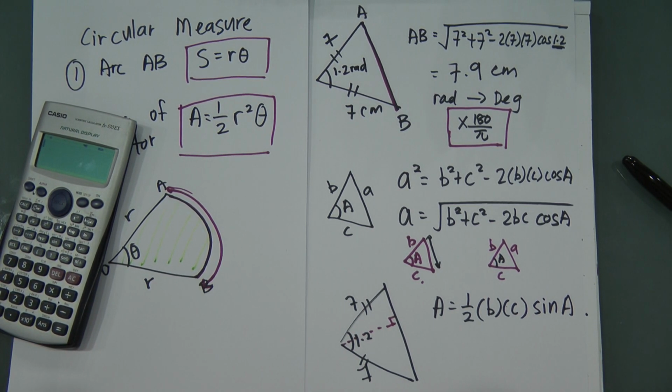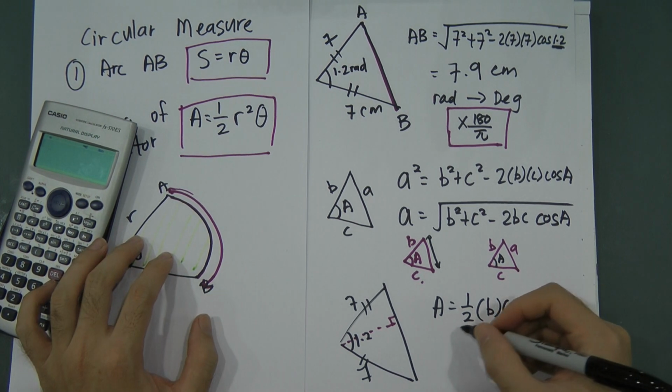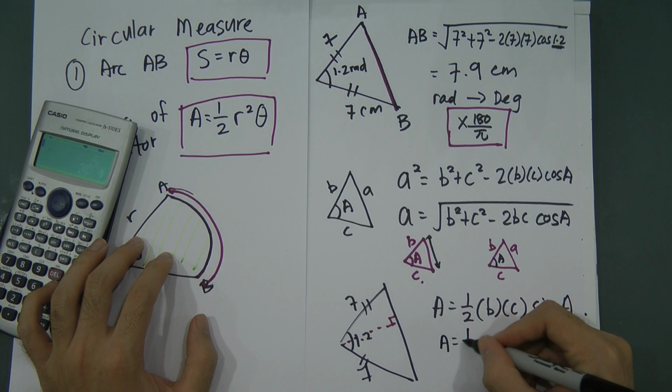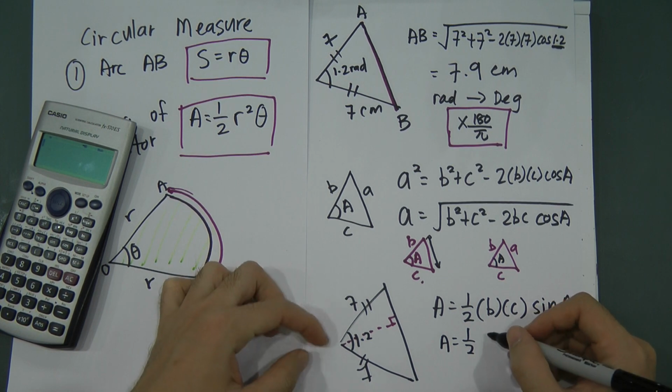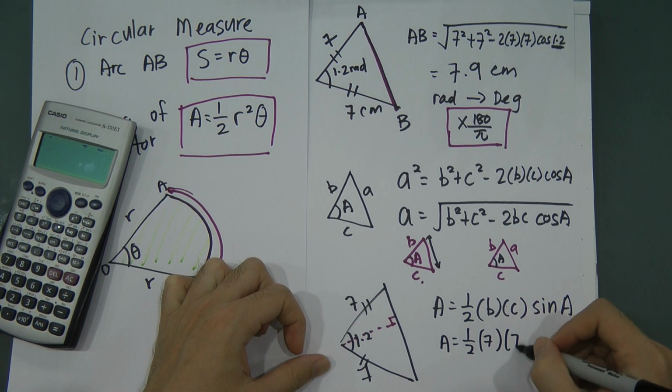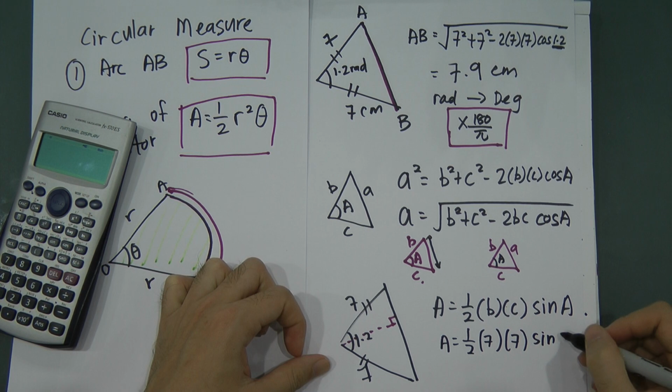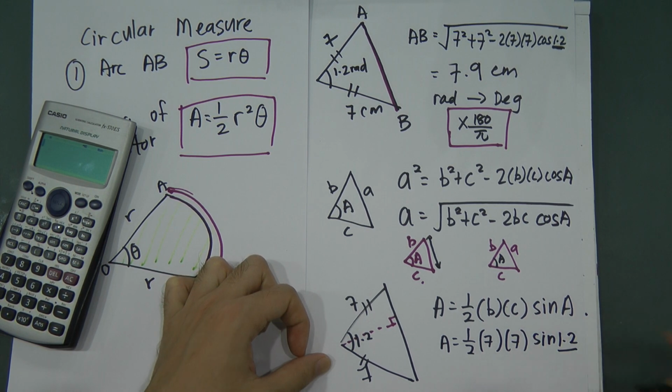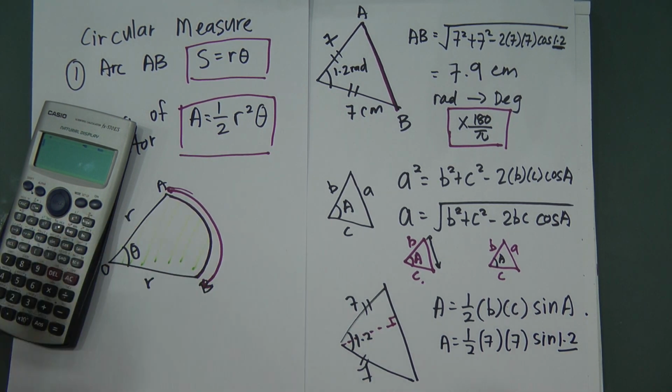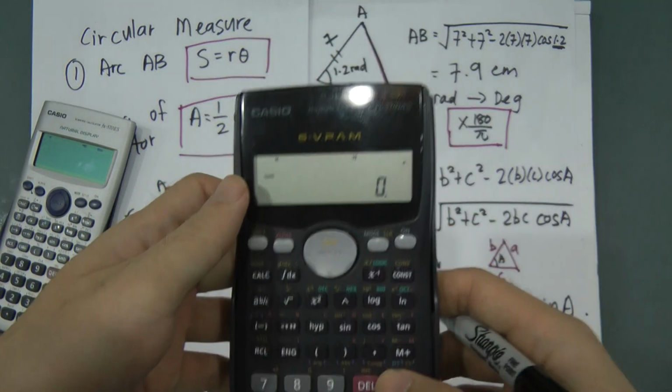Let's say I want to find the area of this triangle. It's very simple. I just use area equals 1/2, and my two lengths over here are 7 and 7, times sin 1.2. Be careful, the 1.2 over here is in radians. So it's radians.